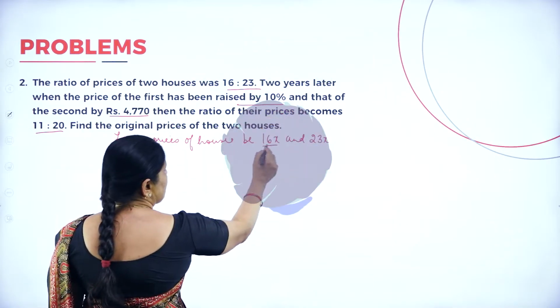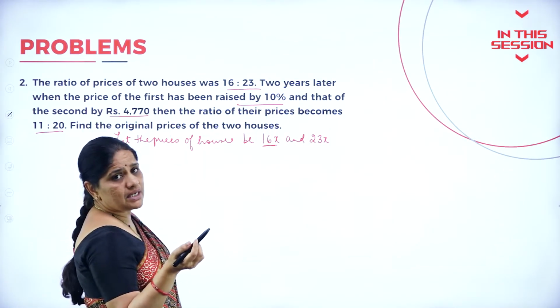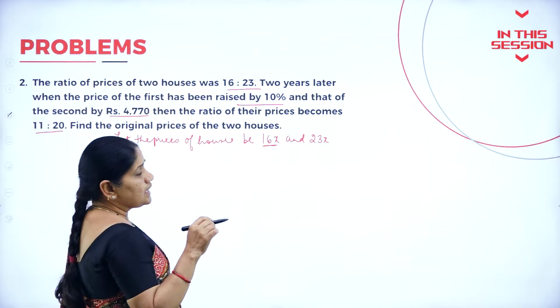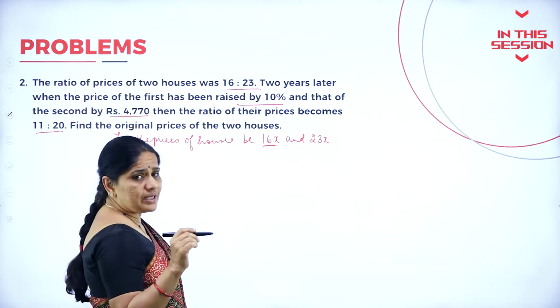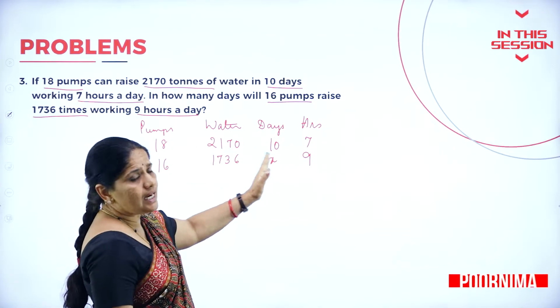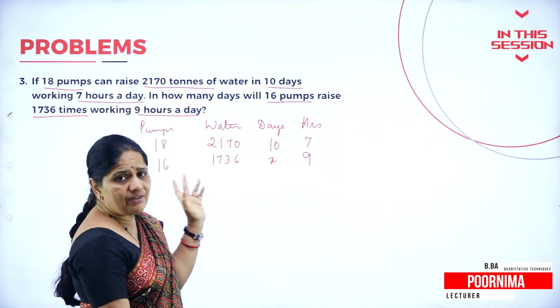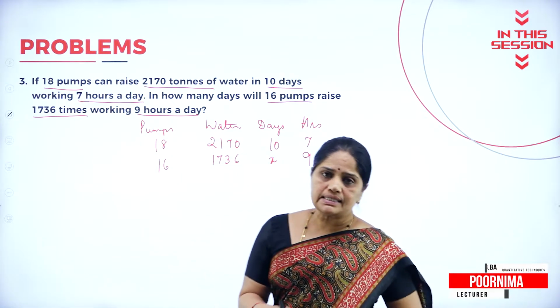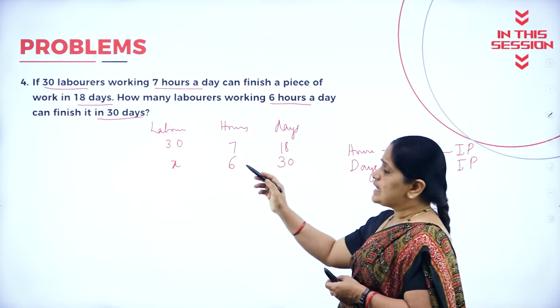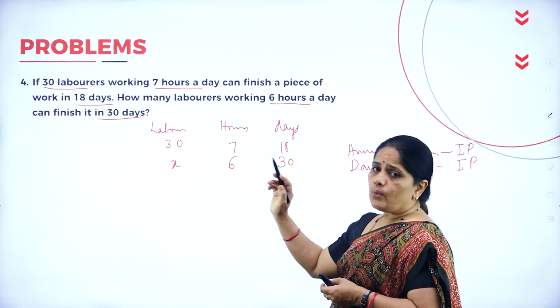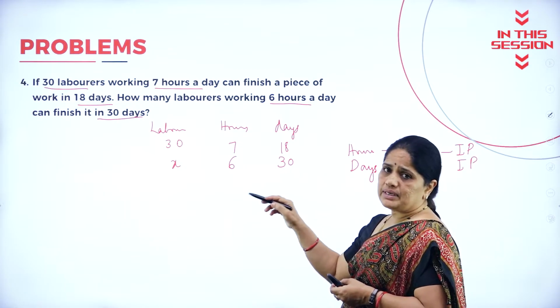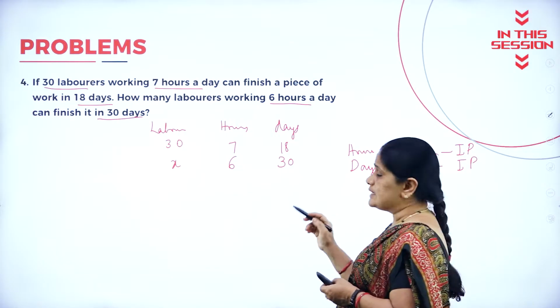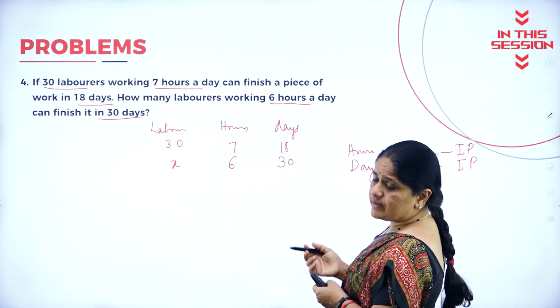The price of the first house is raised by 10%. That is 16 into 10%, so that will be equal to 1.6. We compare each one with the number of days, and then we have to decide whether it is inverse proportion or direct proportion. When there are more laborers, I need fewer days. When there are fewer laborers, I need more days. So this is also in inverse proportion.